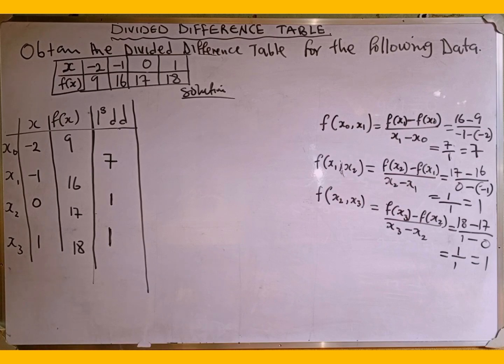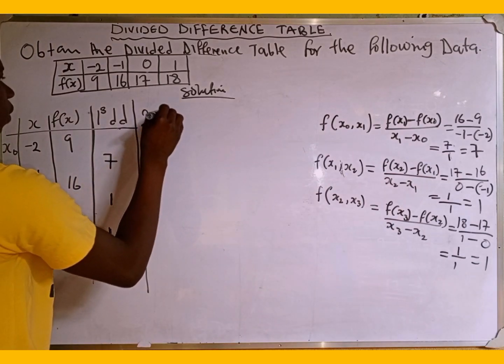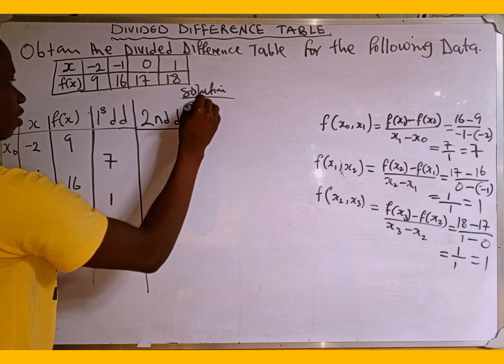Now, the next thing we are going to get is the second DD, which is the second divided difference.